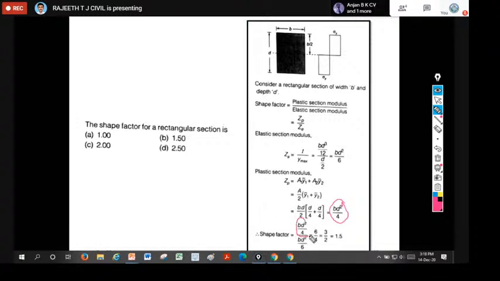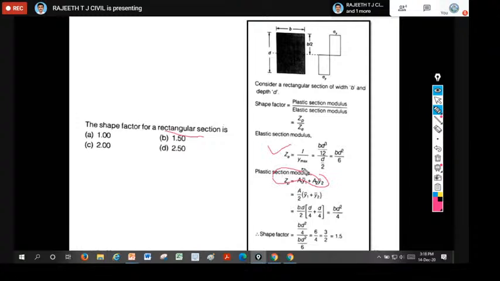Therefore, what is the shape factor here? The top is Zp, that is bd square by 4. The bottom is bd square by 6. 6 by 4 equals 3 by 2, nothing but 1.5. This is the way to calculate the shape factor, that is Zp by Ze.